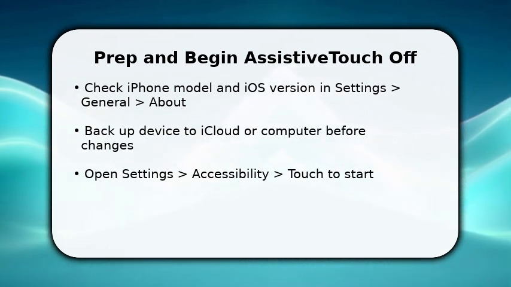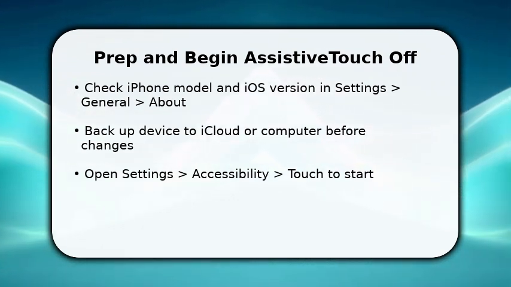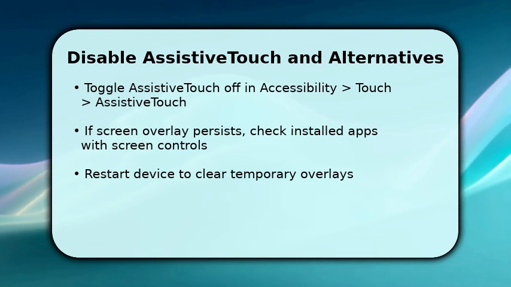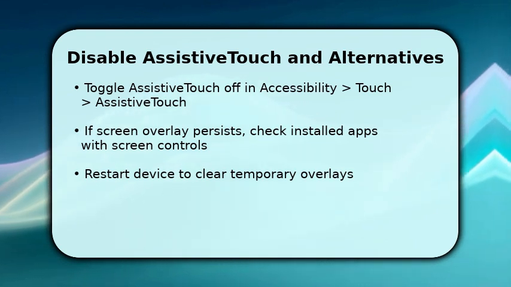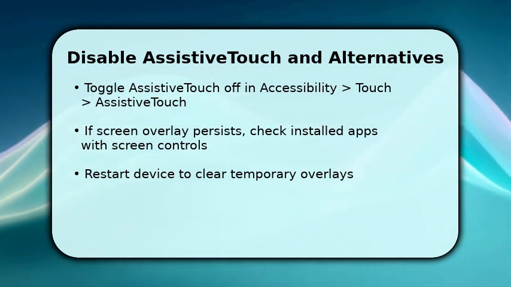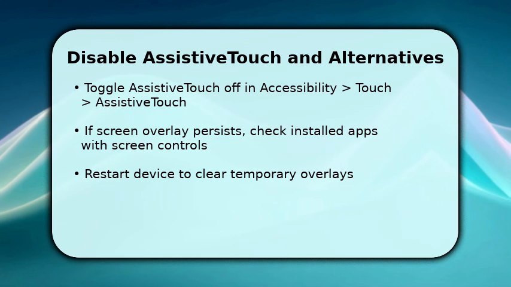If it doesn't, check whether a third-party app provides on-screen controls, find it on your home screen, or in Settings, General, Background App Refresh. Once located, disable that app's feature or uninstall it. If unsure, restart the iPhone to clear temporary overlays and recheck accessibility settings.